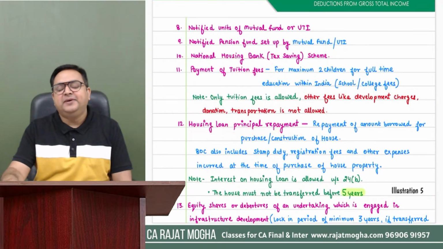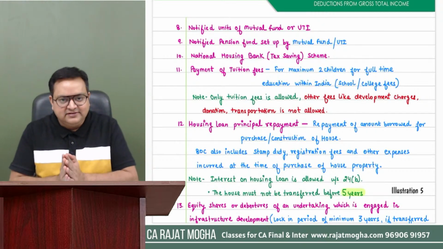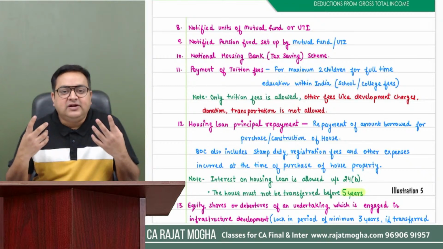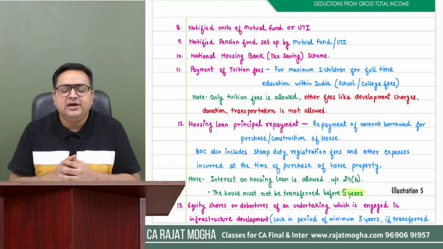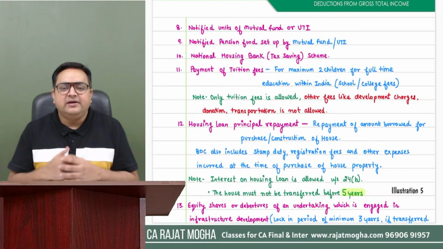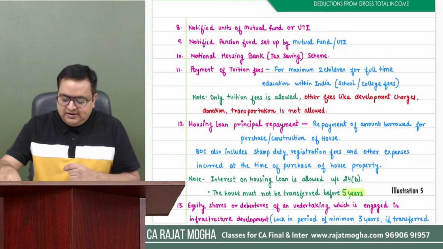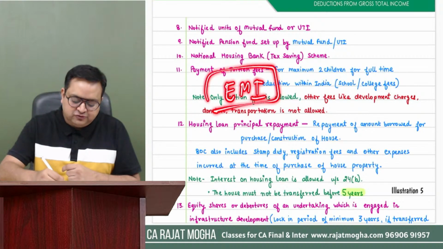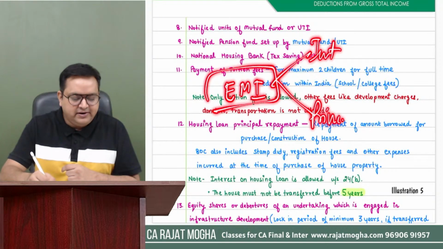Housing loan principal repayment. What is this housing loan principal repayment? Let's say the assessee has purchased a house, or they would like to construct a house, and they take a loan from a bank. They pay EMI, equated monthly installments.